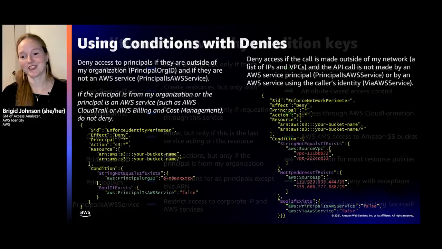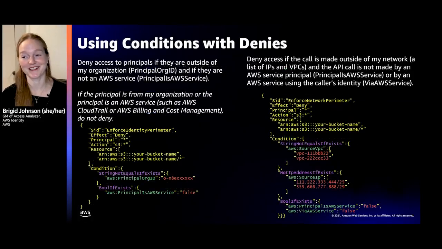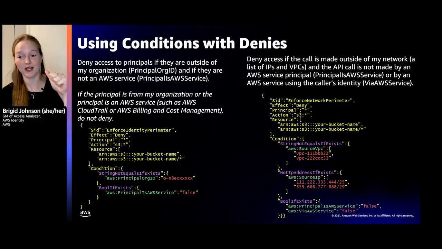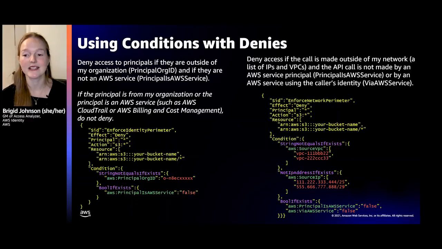And using conditions with denies, I just want to pop in here. So these are some beautiful policies that I got from a coworker of mine. And let's go through them. So the first one says, deny all these S3 actions on this S3 bucket if these conditions are met, right? And that means the deny kicks in if the principal org ID is not my org and the principal is not an AWS service. And the and comes from those two being in the same statement.